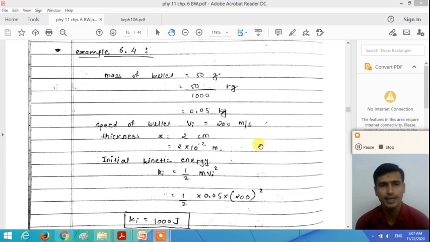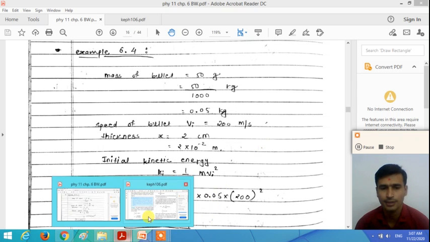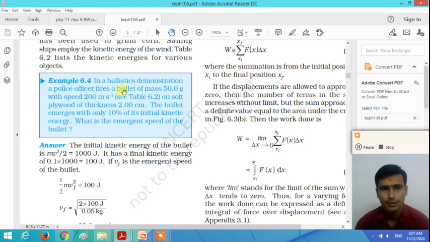Now we will see example number 6.4 from the textbook. Let us see the statement of example 6.4. In a ballistics demonstration, a police officer fires a bullet of mass 50 gram with a speed of 200 meter per second. The mass of the bullet is 50 gram. We need to convert it into kg, so 50 into 10 raised to minus 3 kg, with a speed of 200 meter per second.